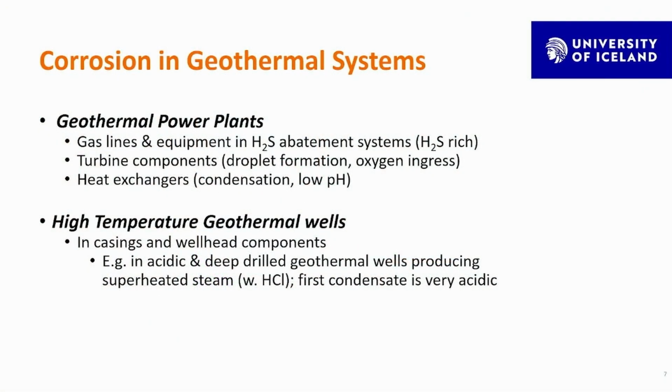So some of the corrosion challenges that we encounter are, for example, in the geothermal power plants, in gas lines and equipment in the so-called H2S abatement systems. We can also have increased corrosiveness in the turbine components, and that is basically because when the steam is traveling through the turbine, it is condensing on the later stage, so we have droplet formation, and we can also have some ingress of oxygen if the ejector system is not working correctly.